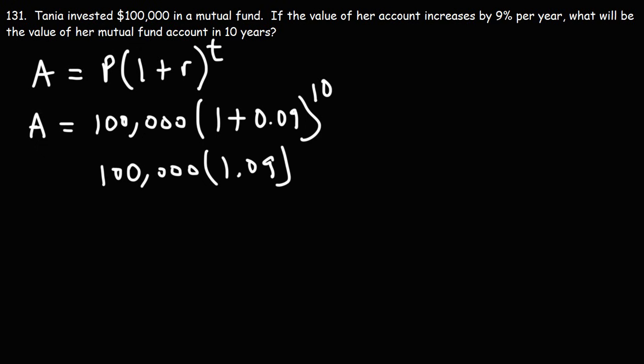So when you multiply 100,000 by 1.09, you're going to get the account value after an increase of 9%. And we're going to do this 10 times, so we're going to see the value of it compounded over 10 years. So 100,000 times 1.09 raised to the 10.